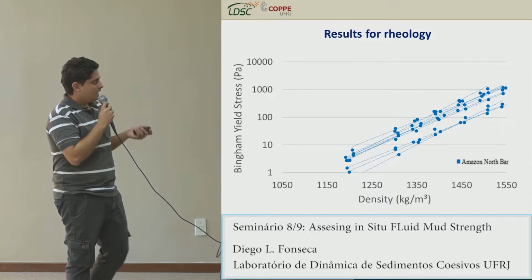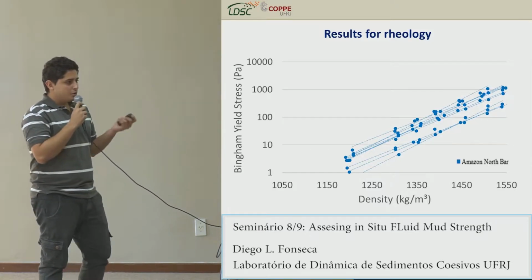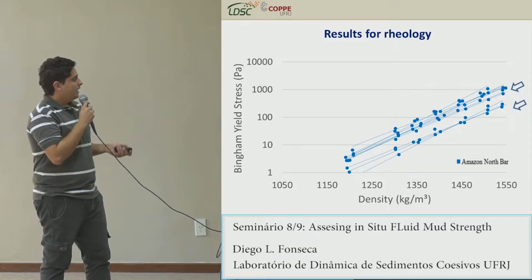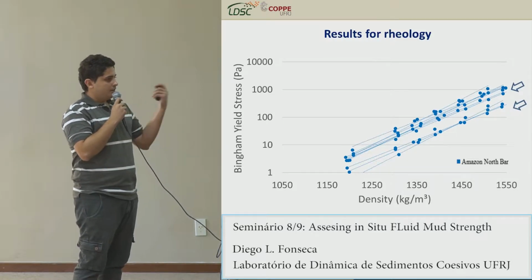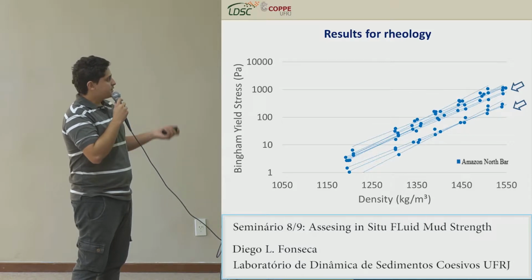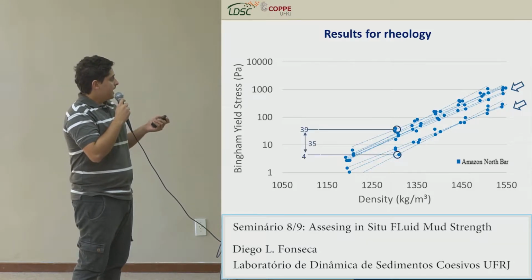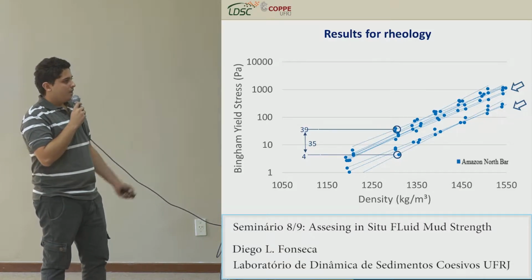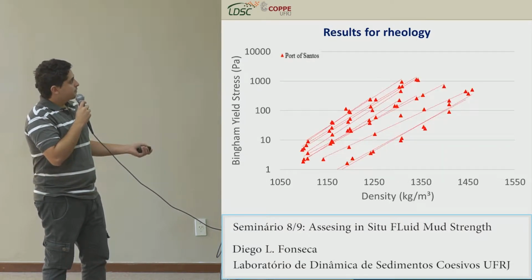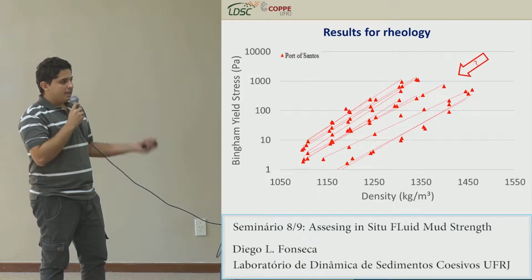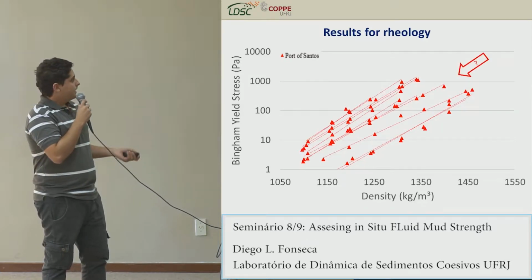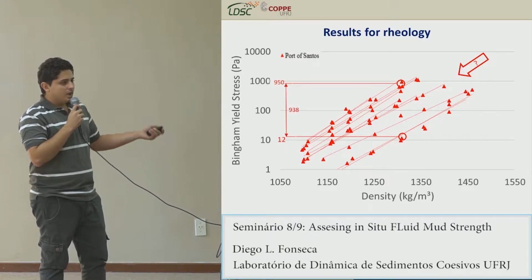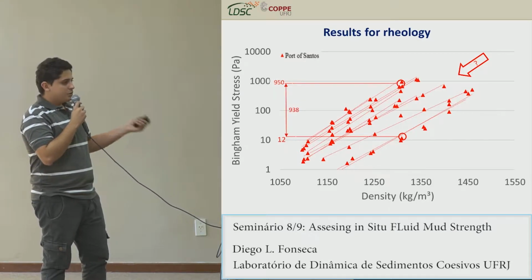In Amazon North Bar, it's homogeneous, but we can see 2 different groups. There is a variation of the Bingham stress, but it's not a great variation. It's about 35 Pascal. And in the Port of Santos, we cannot distinguish any specific group, and the variation of the Bingham stress was about 1,000 Pascal, very heterogeneous.